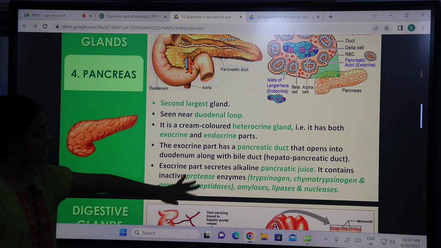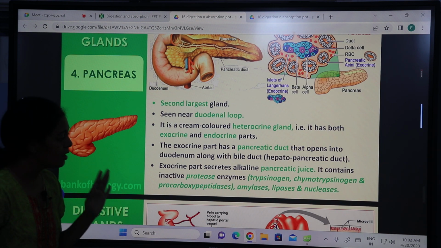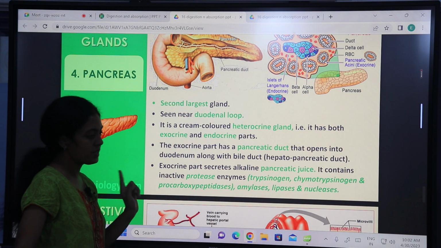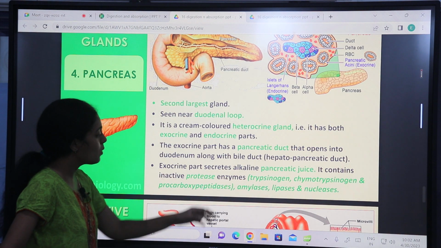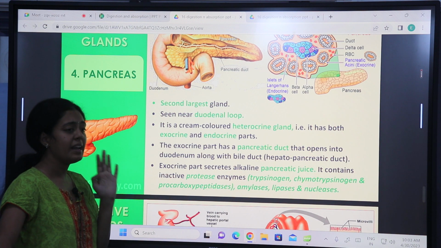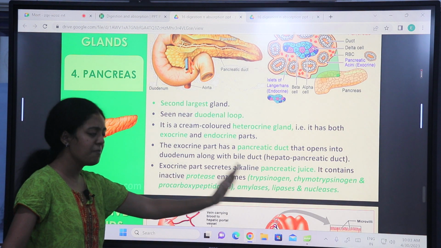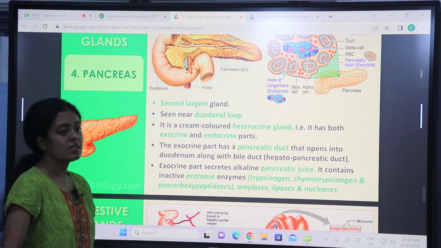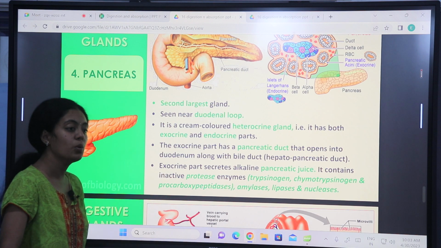This also we have discussed. It contains proteases. Protein digesting enzymes are called proteases. It contains trypsinogen, chymotrypsinogen, procarboxypeptidase, amylase, lipase and nucleases. What do these enzymes do? Trypsinogen, chymotrypsinogen and procarboxypeptidase digest proteins. Amylase digests carbohydrates, lipase digests lipids, and nucleases digest your nucleic acids. Even in the food we consume there is DNA and RNA, so they will be digested by your nucleases.